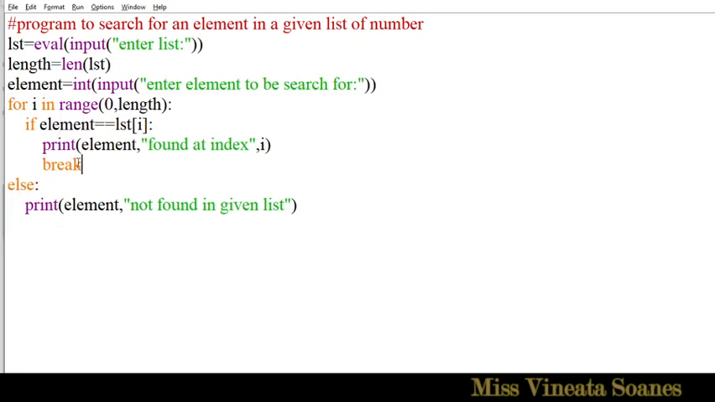But in the previous case, since you give break, it will not come. Suppose you have said found at index 3, you have given break and it'll come out and it's not going to go to the else part. But if it's not equal, then it's going to come to the else part, and in the else part you have print not found in given list. So let's just run this program.